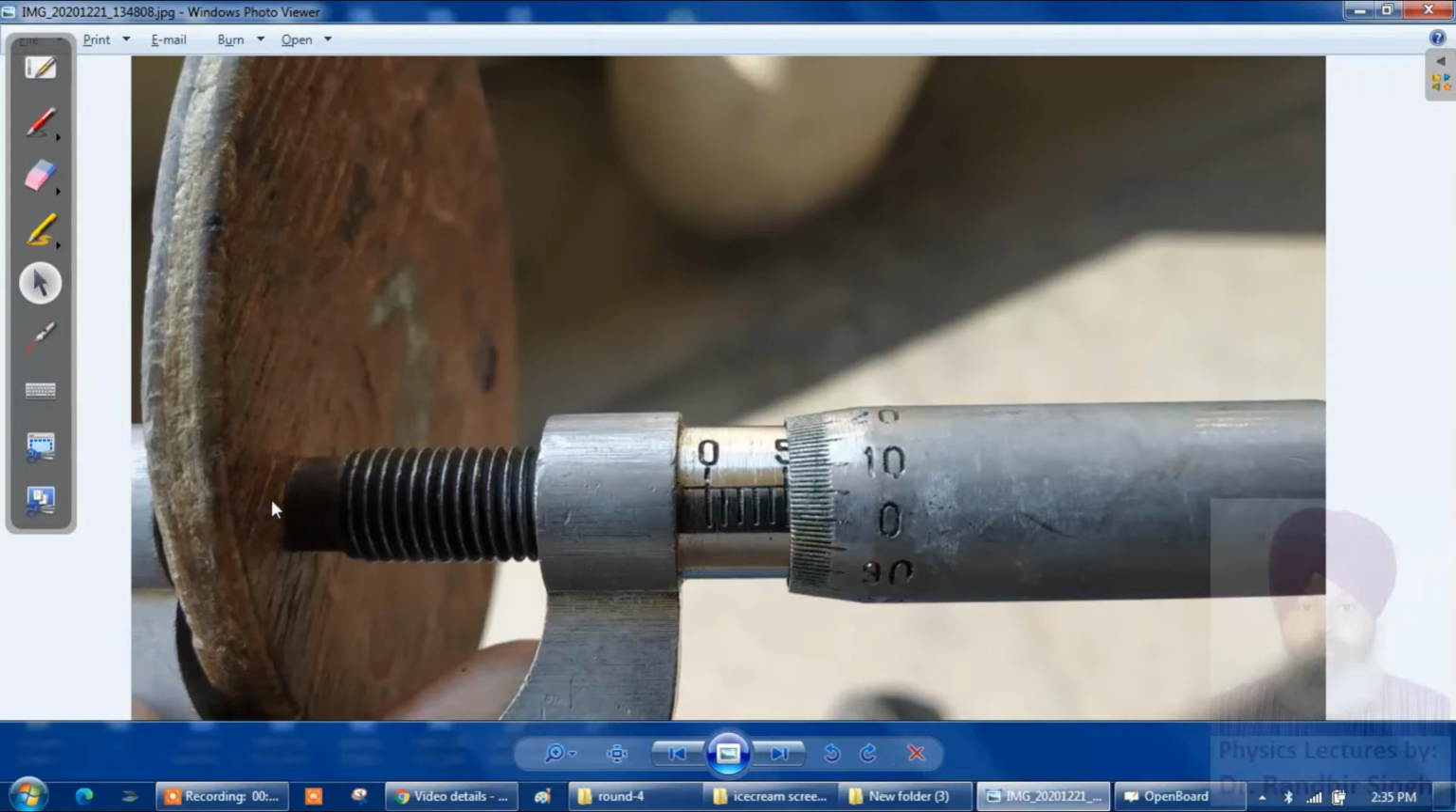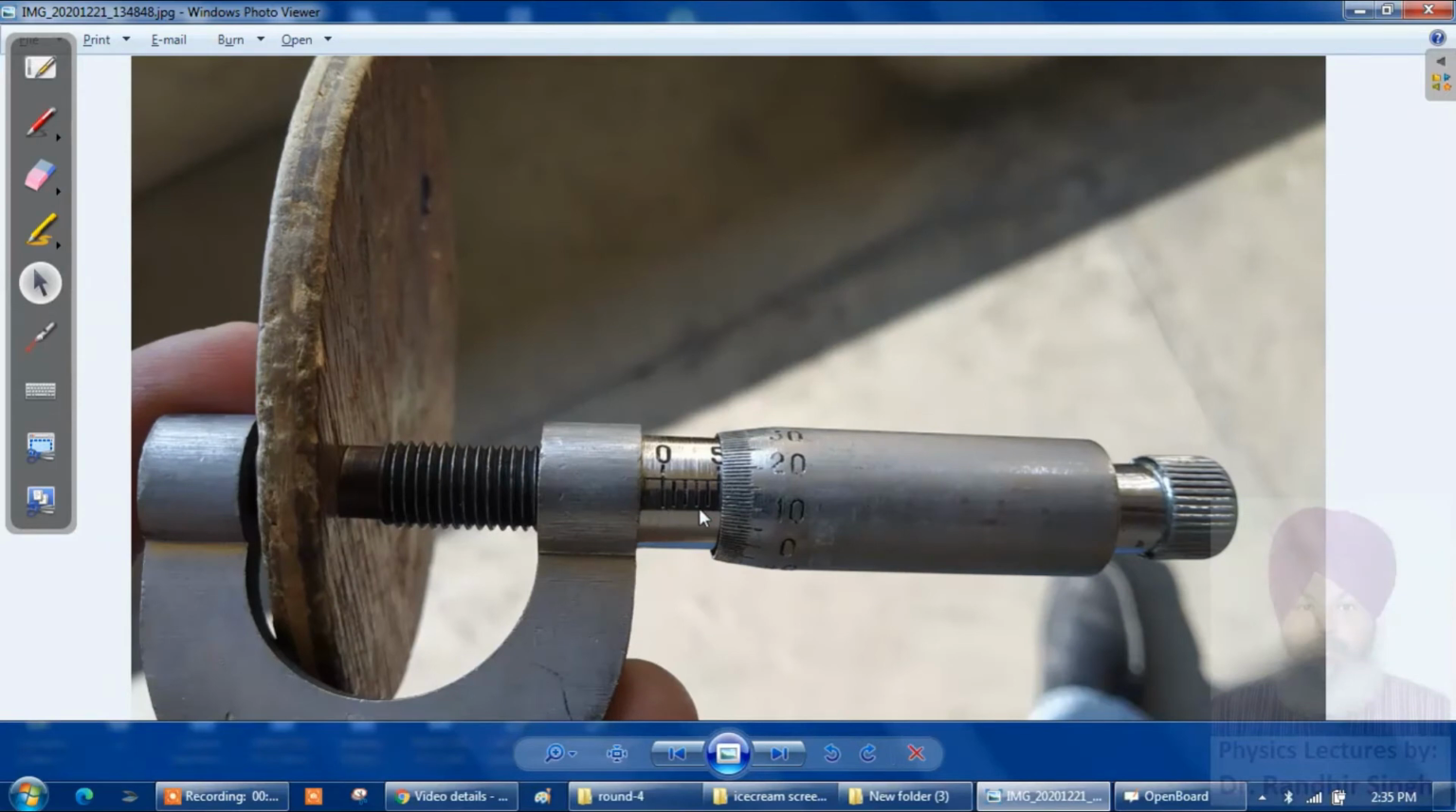Now I have taken another thickness reading of this disc at another position. Let me find that. Okay, this is the screenshot. You can see here that this is 10, this is 15, and this is 16, this is 17. So the 17th division on the circular scale is coinciding with the reference line of the main scale. So if you multiply 17 by the least count, it will become 0.17. If we add both of these readings, the main scale reading is 5 mm because 5 is visible, and the circular scale reading is 0.17.